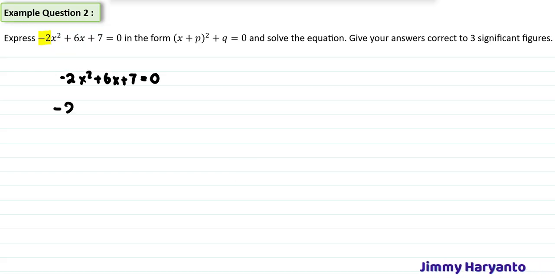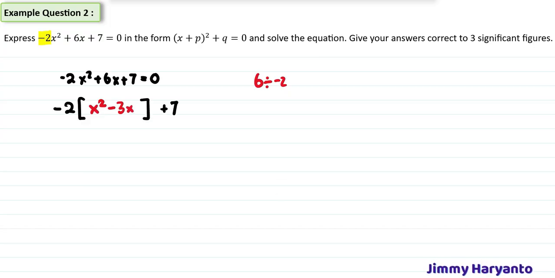That means you have to make this one into 1 first. That means you have to factorize. You have to factorize the negative 2 first. So negative 2x squared divided by negative 2 will become x squared. When you factorize, it will be division. So all of them are divided by negative 2 because you take out the negative 2. So 6 divided by negative 2 equals negative 3x, just like that, and then plus 7 equals 0.